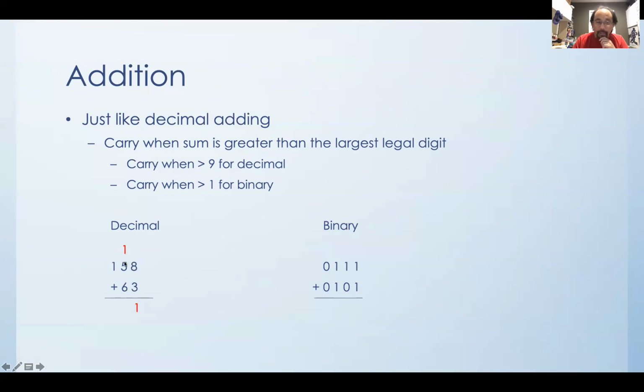Then I add up 1 plus 5 plus 6 and I get 12. Again, 12 is too big. So I need to carry over the 1 and leave the 2 down here. Then I add 1 plus 1 is 2 for my answer.